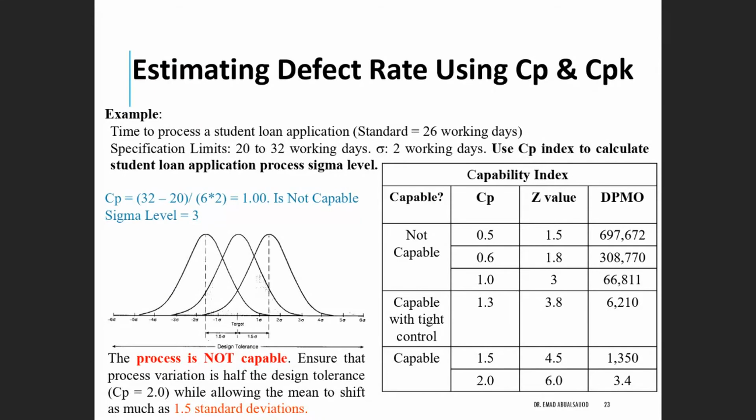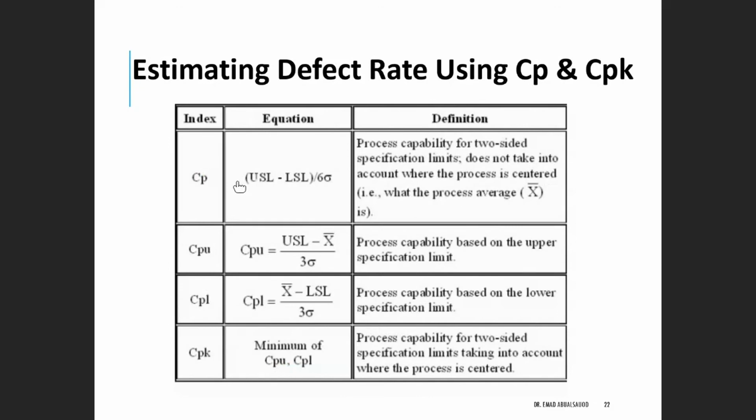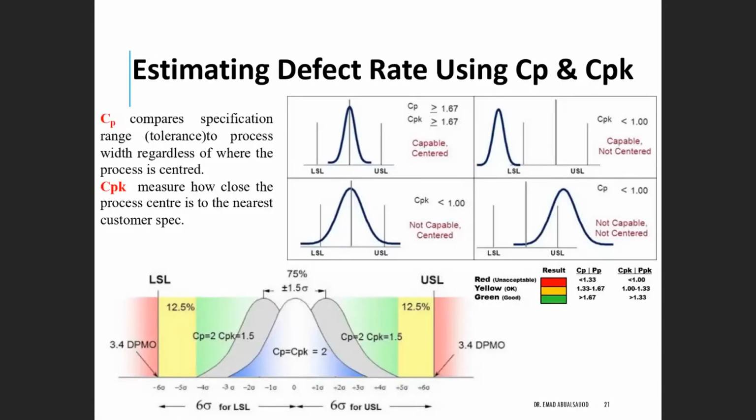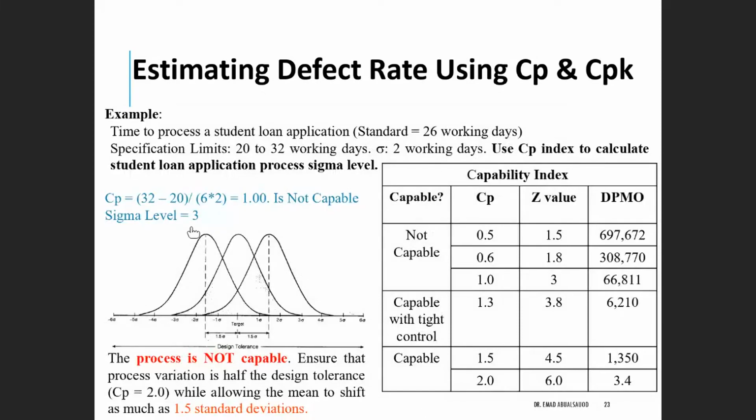We go back to the formula here. The CP is the upper specification minus the lower specification, divided by 6 times the standard deviation. So the upper specification here is 32 minus 20, divided by 6 times the standard deviation of 2, and that equals 1. When we refer to our process capability index parameters and values, if you recall this figure, the CP has to be greater than or equal to 1.33 to be acceptable. So if we have a CP value like here, 1, that means it is not capable.